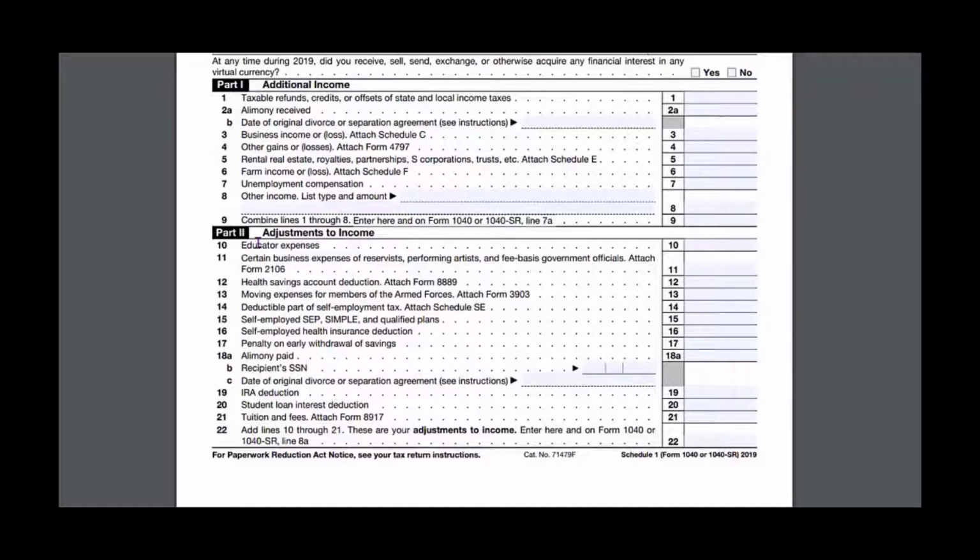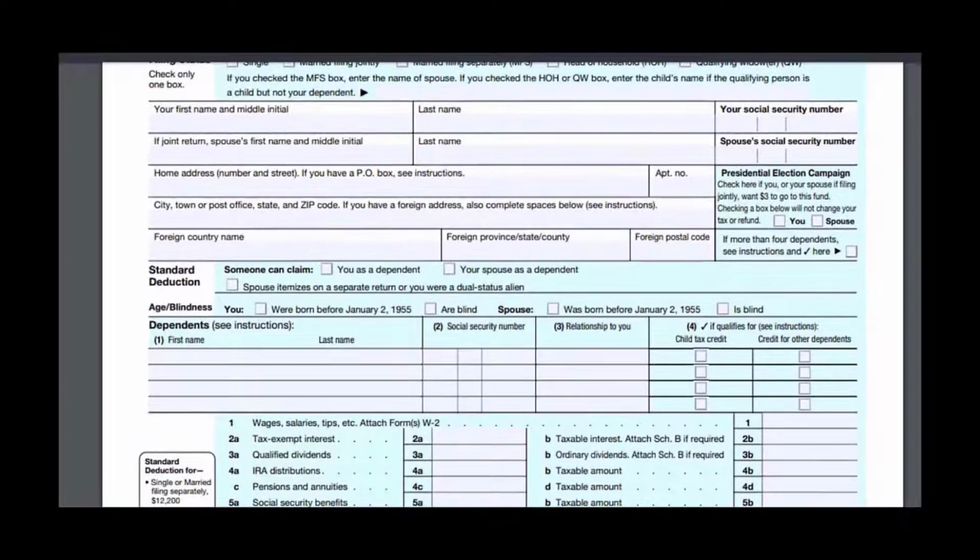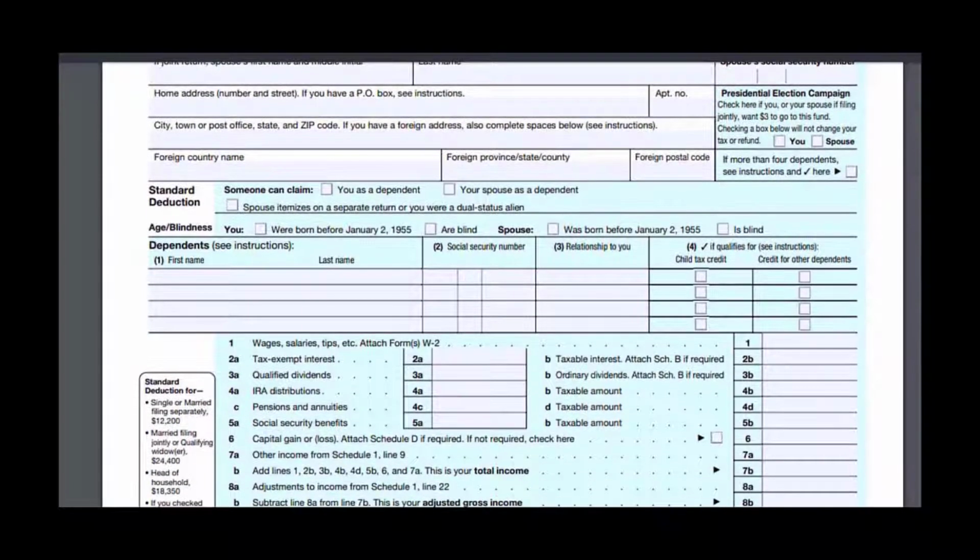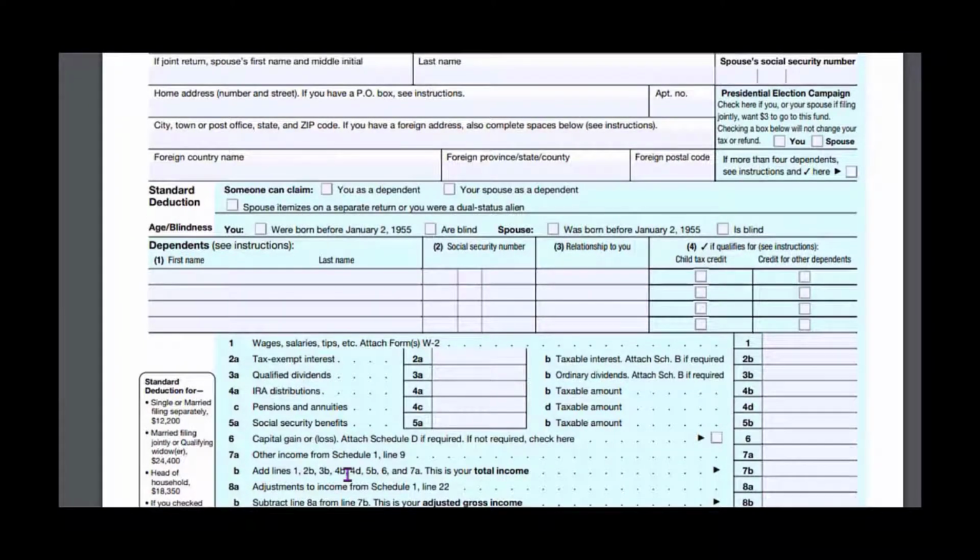So for instance, when you're done with all your adjustments to income, which is part 2 of the Schedule 1, it's telling you to enter here and also on Form 1040. Let's go back to the 1040. If we come back to the 1040 now and read these lines, we're going to realize that several of these lines are actually coming from another schedule. The reason why we know that is because if we read a line, let's say, for instance, line 7, it says it's coming from Schedule 1. If we look at line 6, it says attached Schedule D, so it's coming from Schedule D.